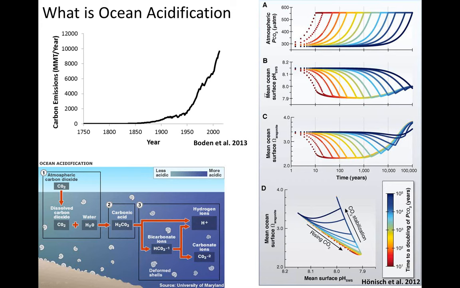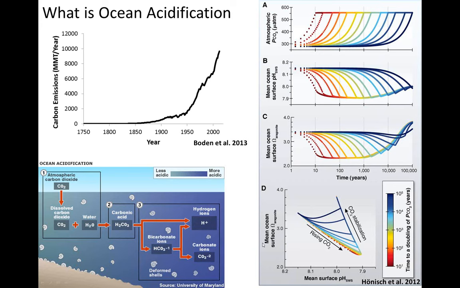What you'll notice is that the pH of the ocean changes in all cases. It doesn't change nearly as much if we double CO2 in the atmosphere much more slowly. But what's even more interesting is that the saturation state of surface water in some cases barely goes down, especially in these really slow emission scenarios.